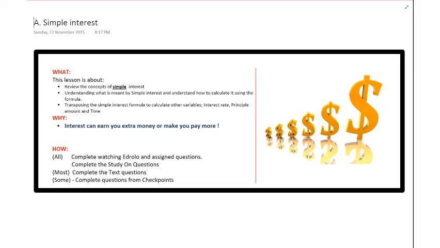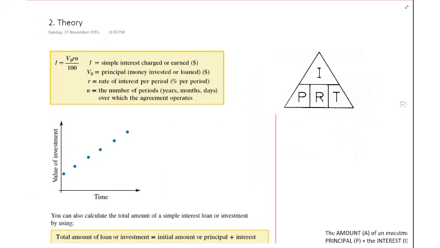Okay, so what we're going to be talking about here is simple interest. You've probably seen simple interest at some point, either last year or possibly in year 10. So let's go for the theory.